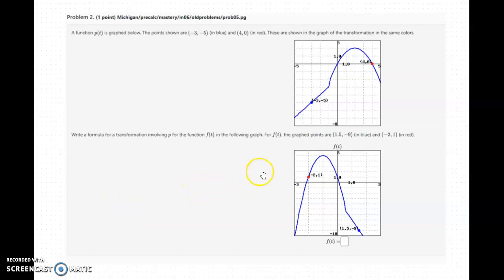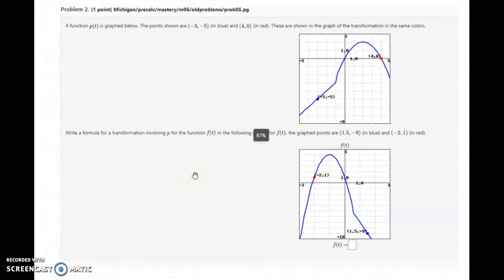All right, so we are looking at this problem from Mastery 4, and this is the problem where we want to see the transformations. In order to do this type of problem, we want to refer back to our discussion on transformations: the vertical translation, the horizontal translation, the reflection, and the vertical stretch or compression, and horizontal compression or stretch.